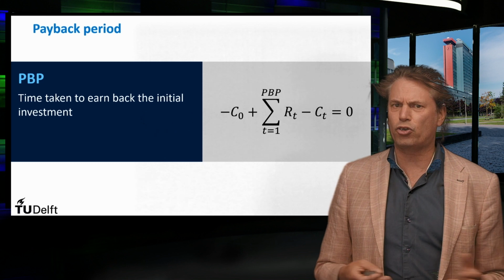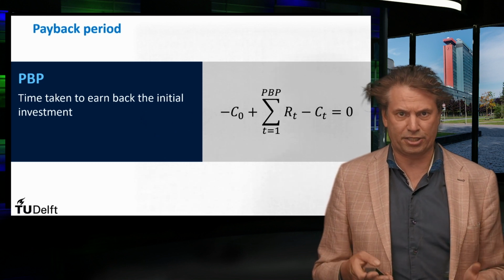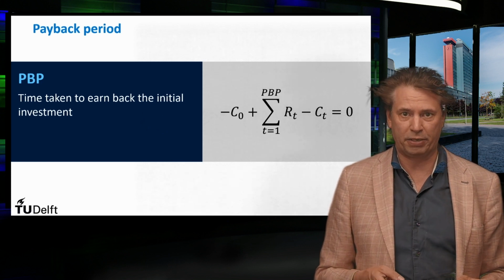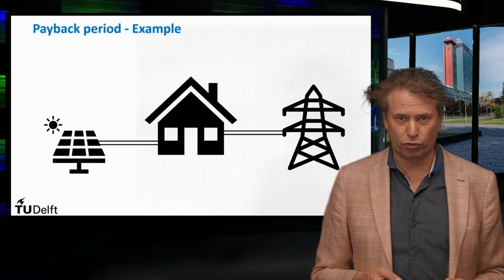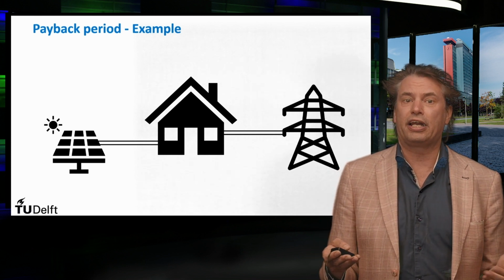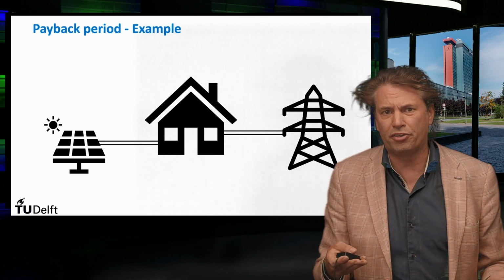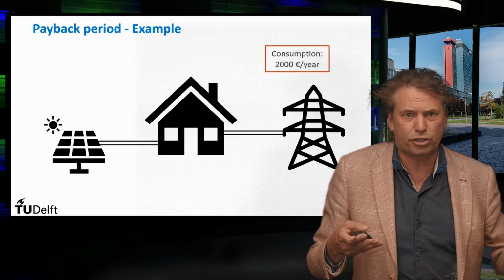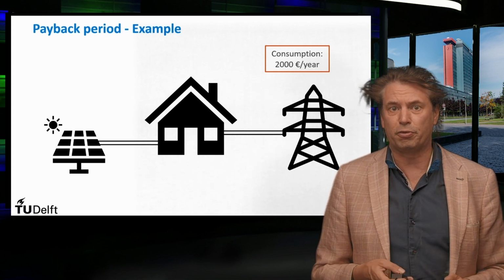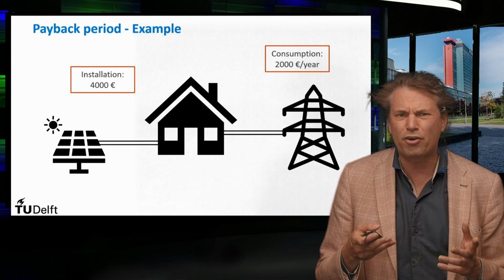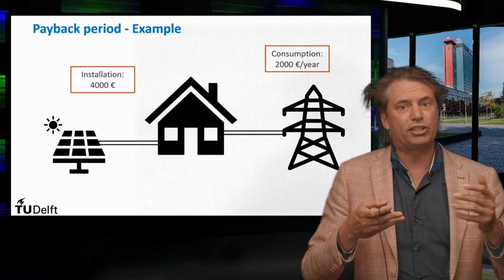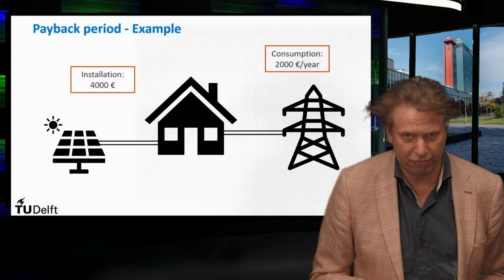We can understand better the concept of payback period with a simple example. Let's say, for instance, a household has installed a PV system of 1 kilowatt peak at an investment cost of 4,000 euros. The family usually incurs an electricity bill of 2,000 euros per year on average, and after the installation of the PV system, roughly 800 euros worth of electricity is consumed by the family, which is provided by the PV system.